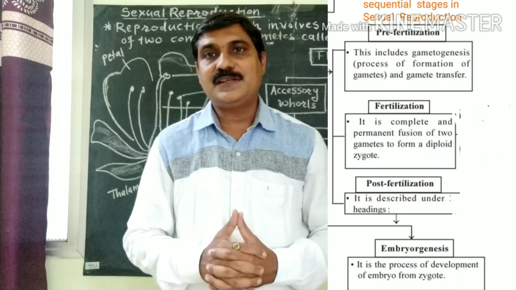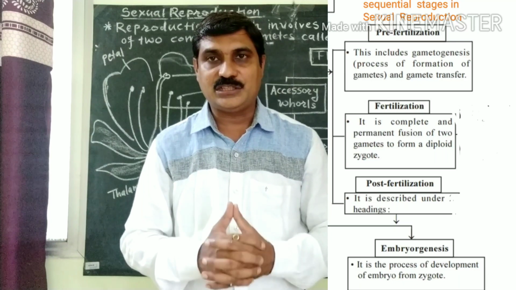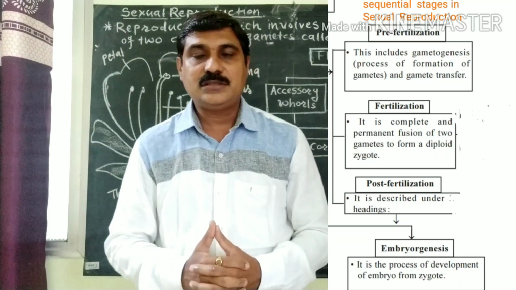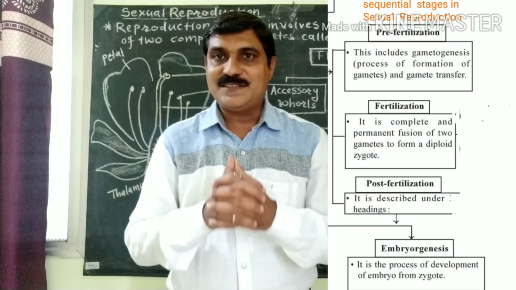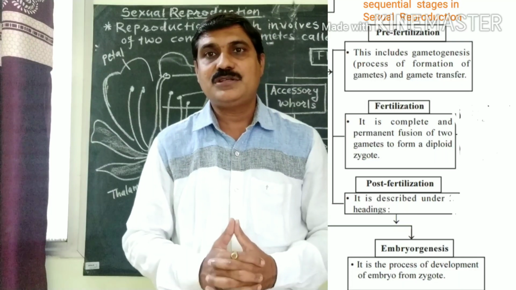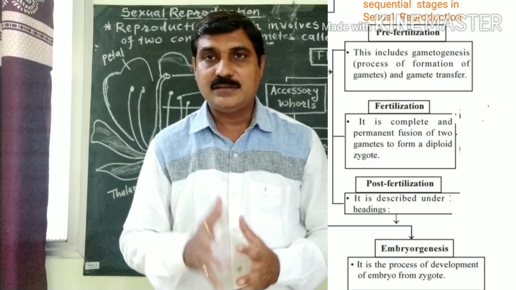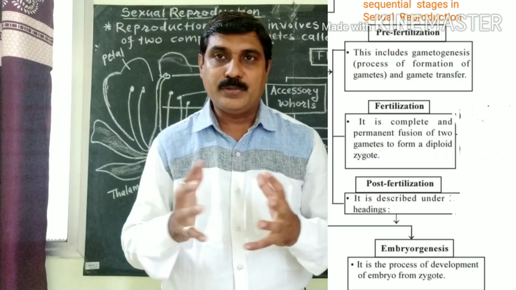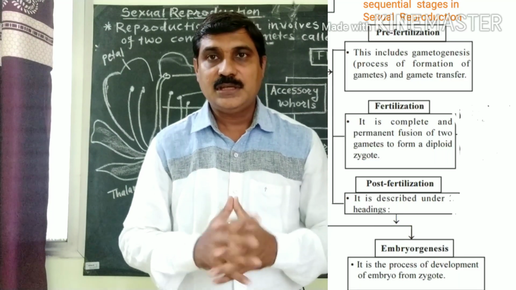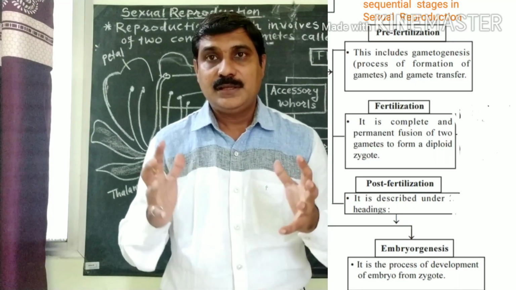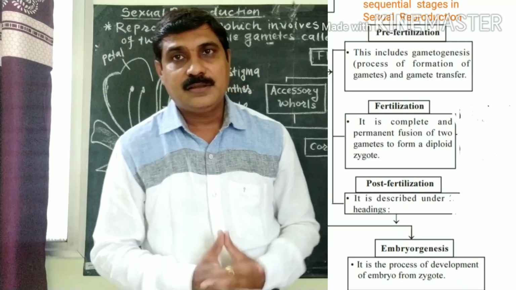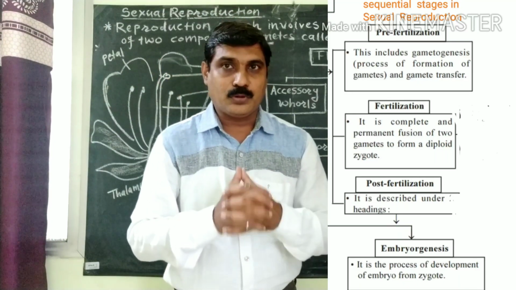The next sequential stage is the post-fertilization stage. In this stage, from the diploid zygote, there is formation of the embryo. This process is called embryogenesis. So these are the sequential events that take place in sexual reproduction.